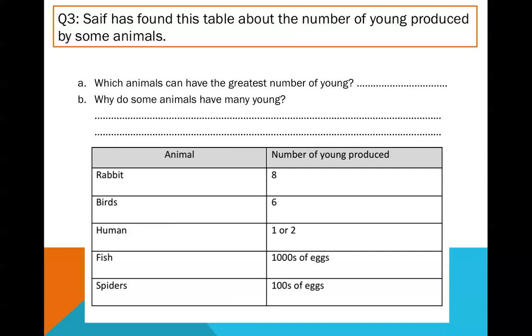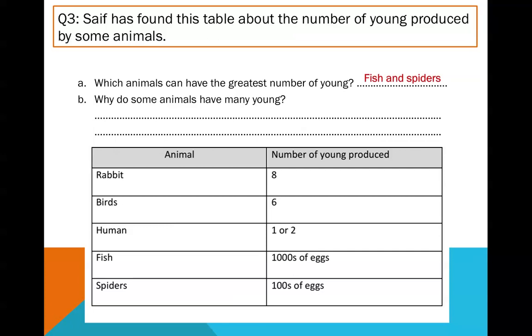The number of young produced by fish can be thousands of eggs. Can you imagine this number? And last, the number of young produced by spiders can be hundreds of eggs. So the information in the table shows us that fish and spiders can produce a large number of young ones. Now let's answer questions A and B. Question A. Which animals can have the greatest number of young? The answer is fish and spiders.